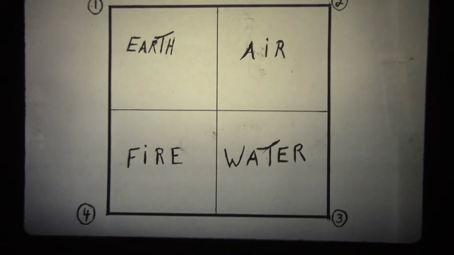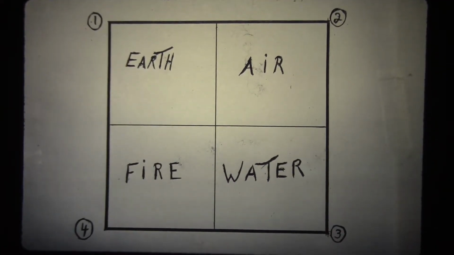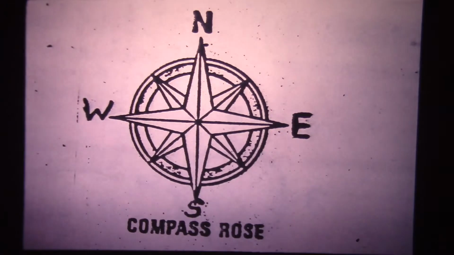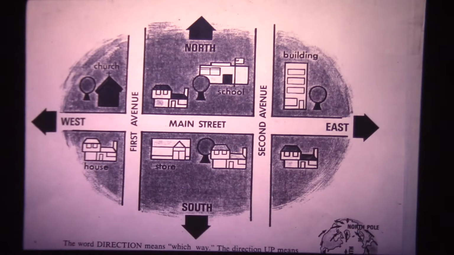The square represents the earth plane. We have the 4 principal elements: earth, air, fire, and water. The 4 points of the compass: east, west, north, and south. There are 4 seasons: spring, summer, autumn, and winter.